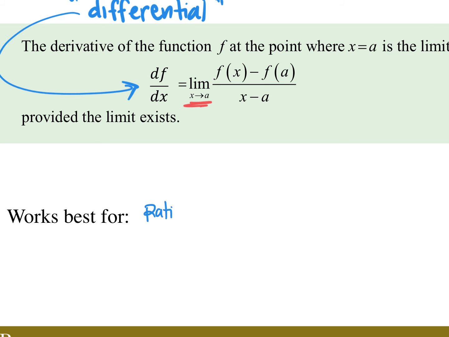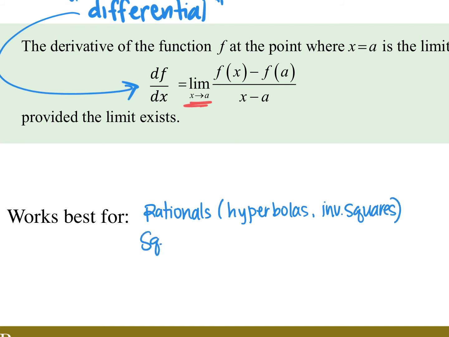Okay, his method works better for rational functions. So think hyperbolas. Inverse squares are rational. Worked better for square roots, or any other roots for that matter. Okay, cube roots. And then when we get to trig, and logs worked better. So Newton's was good, but it was very limited because his focus was how can I use this for my physics and how can I use this for my science, whereas Leibniz was thinking more on a grander scale.